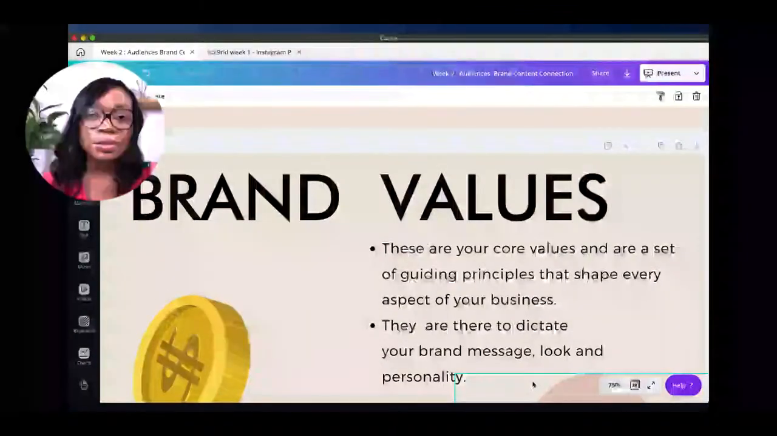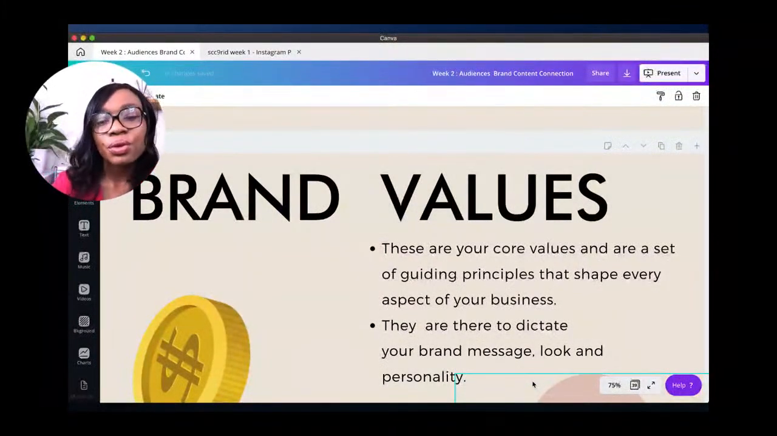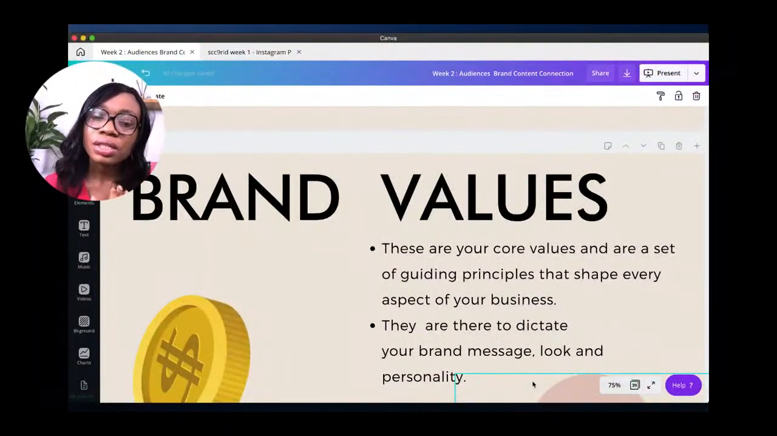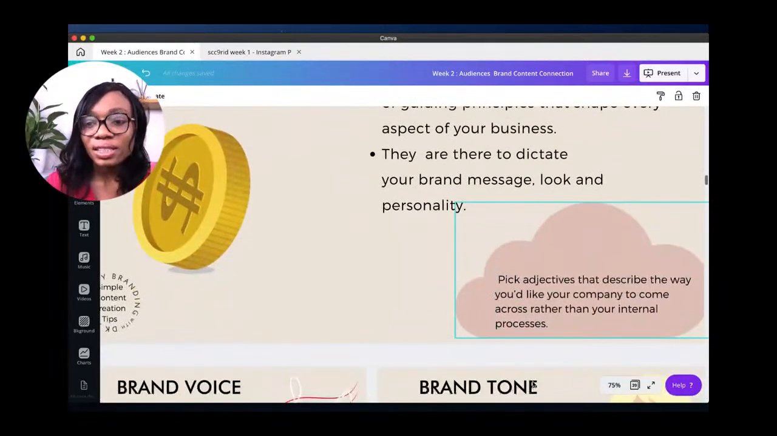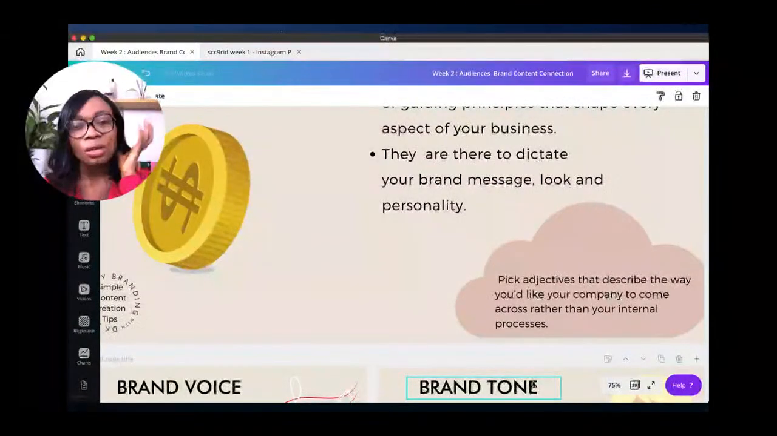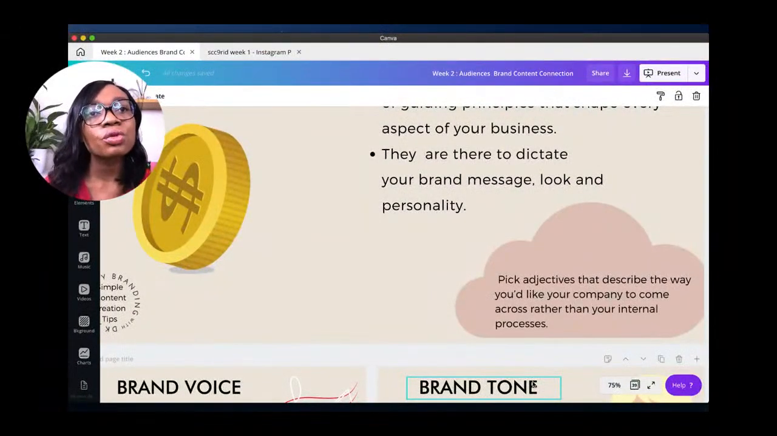The core values that you set could be chosen from the words. What I did for my core values is I knew it was going to dictate my brand message, look, and personality. So I picked adjectives that describe the way I would like my company to come across rather than my internal process. So I wanted people to be authentic. I wanted people to simplify the way they get things done, but to still put in the work. I wanted people to be consistent, to see that in my brand message.